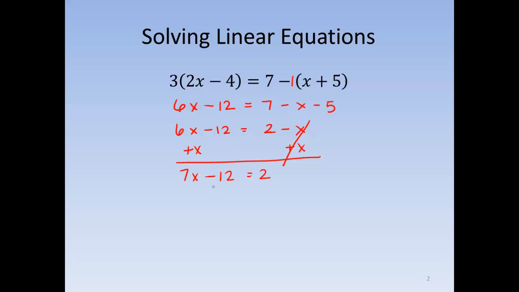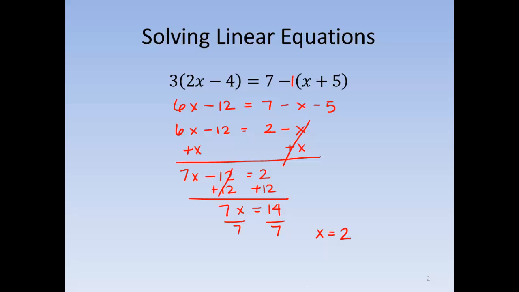And then I'm going to add 12 to both sides. Again, I've eliminated the 12 from this side, leaving me with 7x, and our right-hand side becomes 14. And my last step would be to divide by 7, leaving me x equals 2.